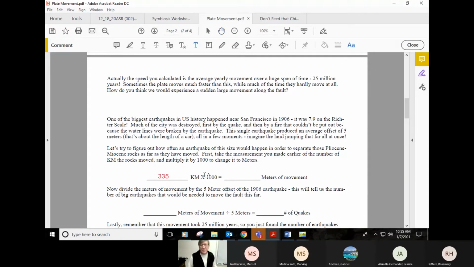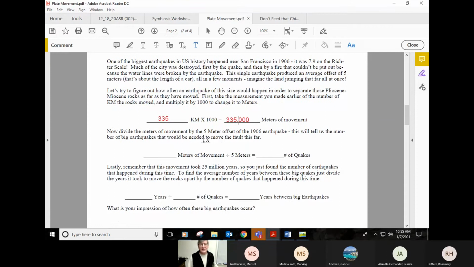And now we're going to multiply that by 1,000 to change it to meters. So we have to convert the kilometers to meters. Oh, it's multiplying by a number with a 1 and a bunch of zeros. All I have to do is rewrite the number and the number of zeros that are there. Whoops, that's too many. Should be 3 zeros, it looks like. And then I need to separate them with my commas. 335,000 meters of movement.